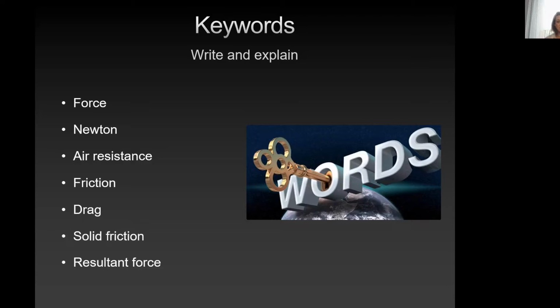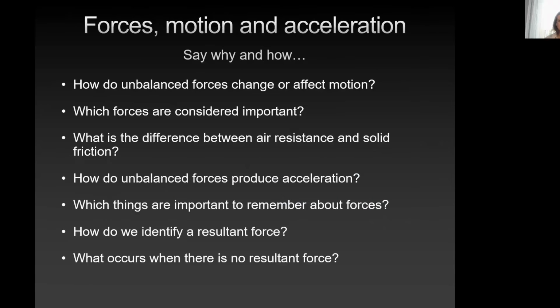Then we have solid friction. Solid friction means it is in contact, it is touching, so it is solidly on the ground. And last one is resultant force. Resultant force refers to the force that is left over or calculated based on two different forces that work in the x-axis and the y-axis. So here we have forces, motion, and acceleration. How do unbalanced forces change or affect motion? If a force is unbalanced, it means it is accelerating and it is experiencing a push or pull force.